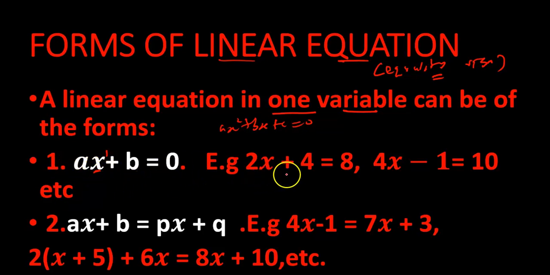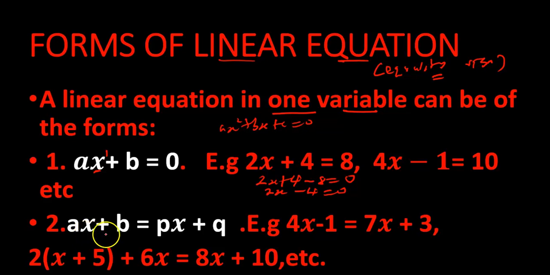So I can have 2x plus 4 equals 8. I can make this to be like this form. That will be 2x plus 4, and if I take this 8 to the left hand side, I have minus 8 equals 0. So I have 2x minus 4 equals 0. So it's of this form, ax plus b equals 0. Then I can also have 4x minus 1 equals 10, which can also be in this form.